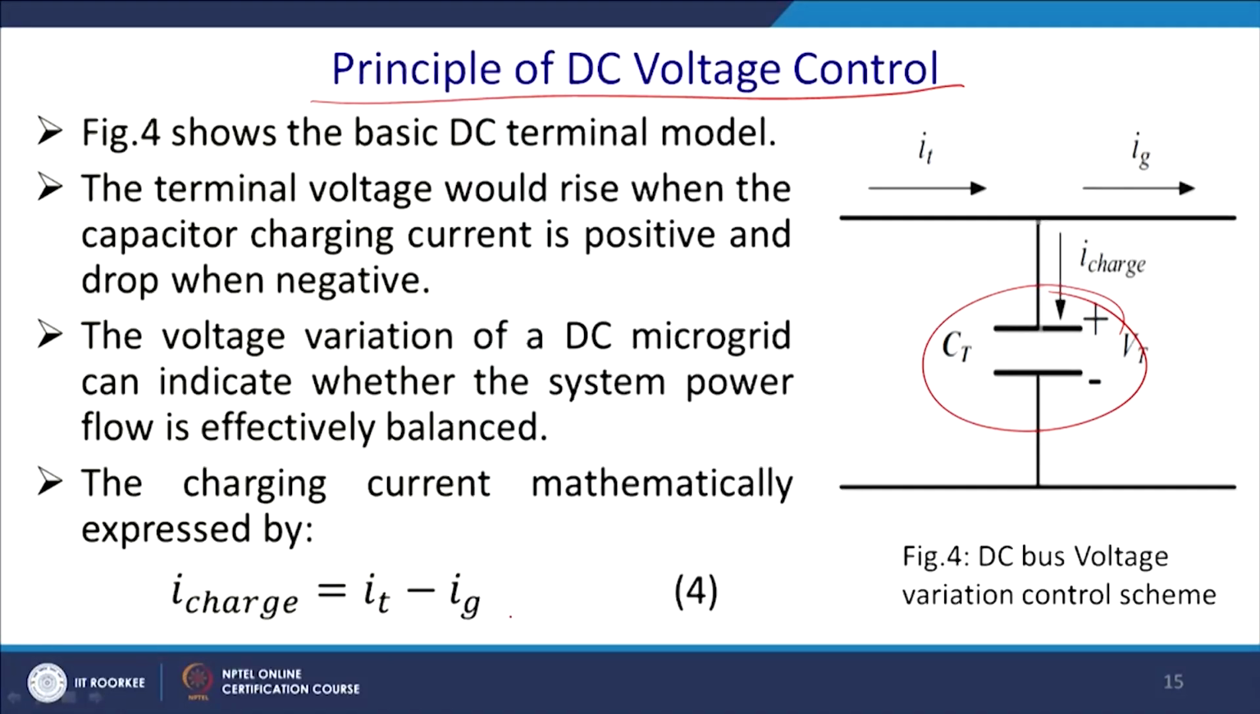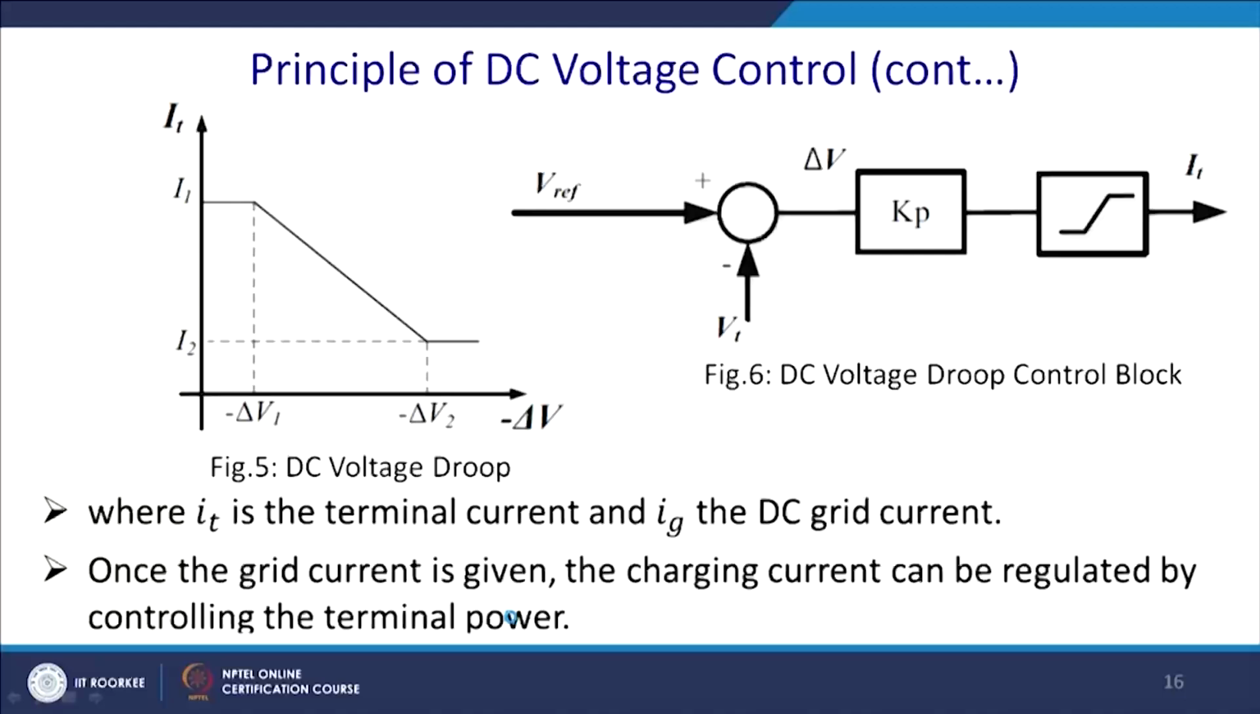So, from there you can control the flow of power in the microgrid. This is a simple model. The principle of DC microgrid voltage control is that there is no need for frequency, reactive power, or real power control. This is the droop control. We have seen droop control for frequency control in the AC microgrid. Here we can apply the same concept, but it is quite easier.